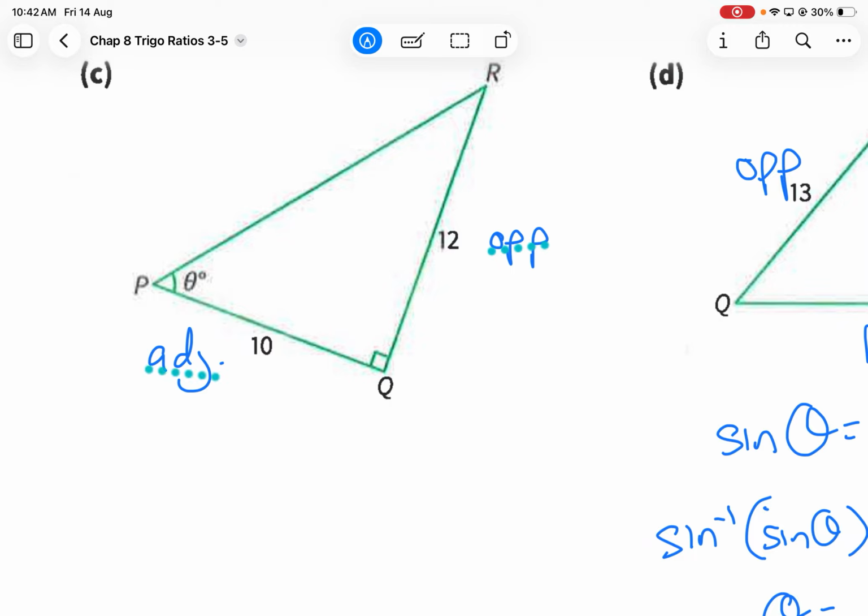Then over 12. Then you move the start. 10 over 12, are you sure? Yeah, 10 over 12. Why 10 over 12? Opposite over adjacent. Oh, 12 over 10. Never memorize.